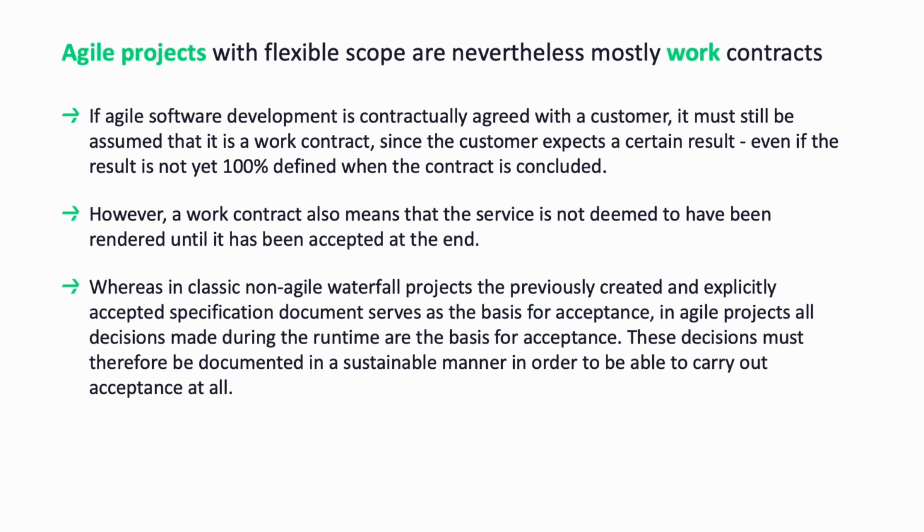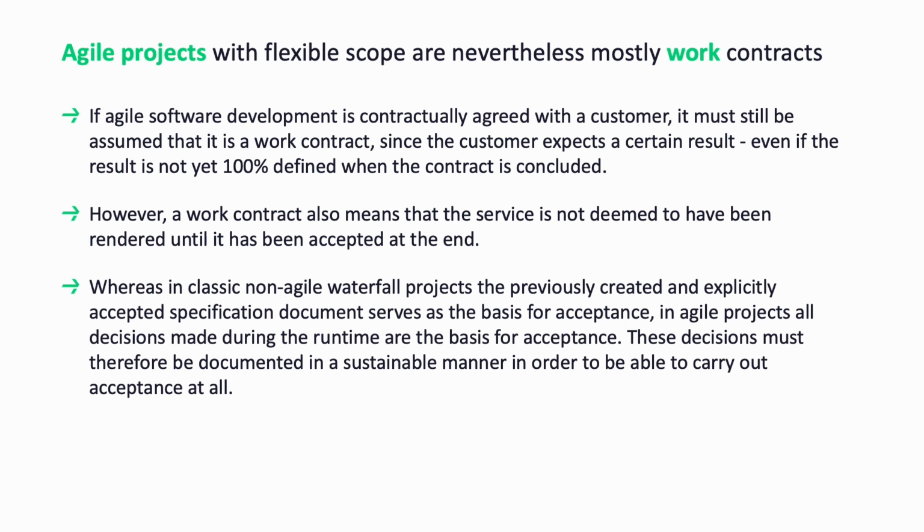If agile software development is contractually agreed with a customer, it must still be assumed that it is a contract for work, since the customer expects a certain result, even if the result is not yet 100% defined when the contract is concluded. However, a contract for work also means that the service is not deemed to have been rendered until it has been accepted at the end. Whereas in classic non-agile waterfall projects, the previously created and explicitly accepted technical concept serves as the basis for acceptance. In agile projects, all decisions made during the project term serve as the basis for acceptance. These decisions must therefore be documented in a sustainable manner in order to be able to carry out acceptance at all.